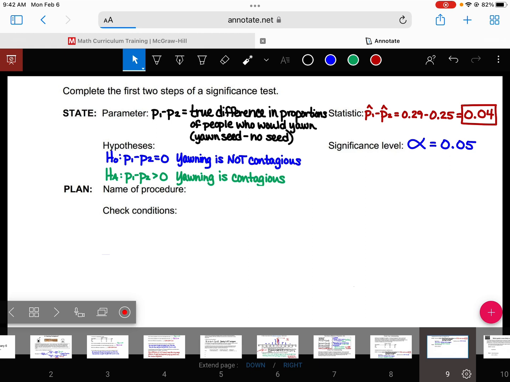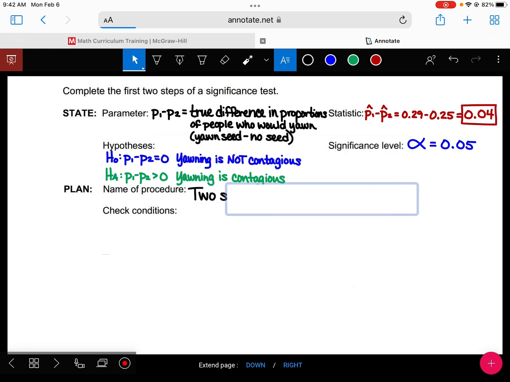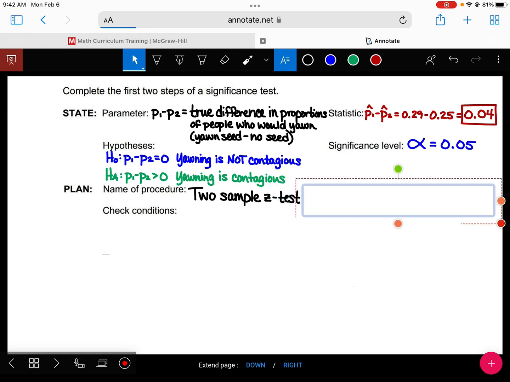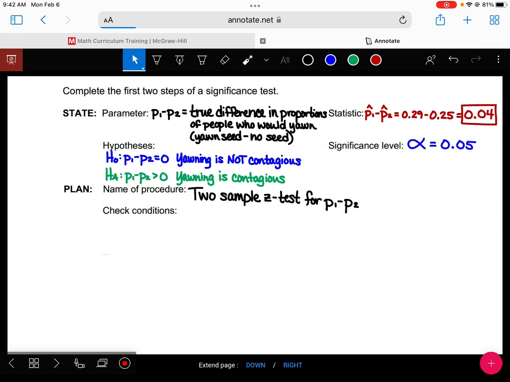Keep that up there for you guys. What would the name of the procedure be that we used? 2 sample Z-test. Not for P hat, oh, for P1 minus P2. No P hats when we're talking about our test, because we're trying to find the true difference in proportion. So this is a 2 sample Z-test for P1 minus P2.